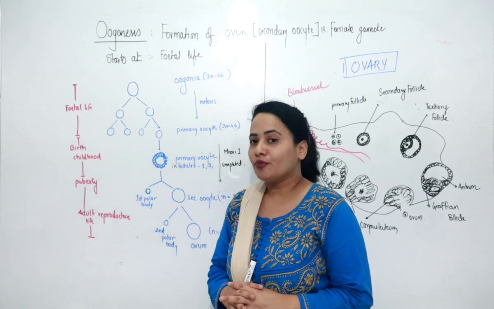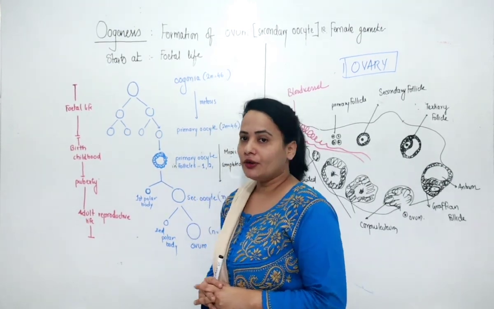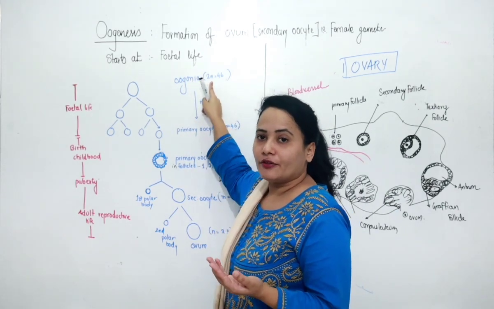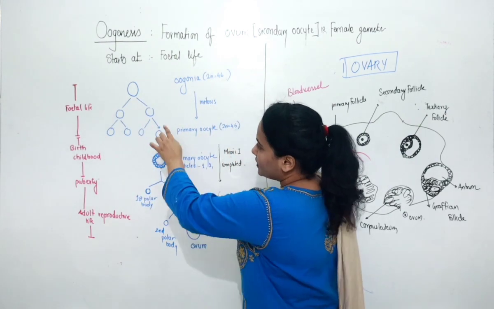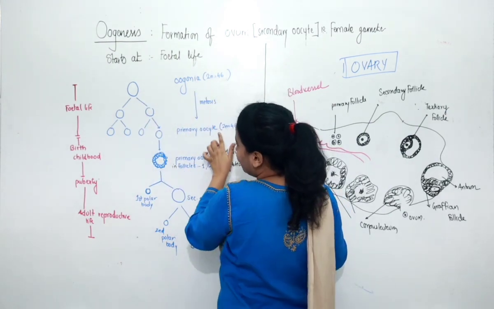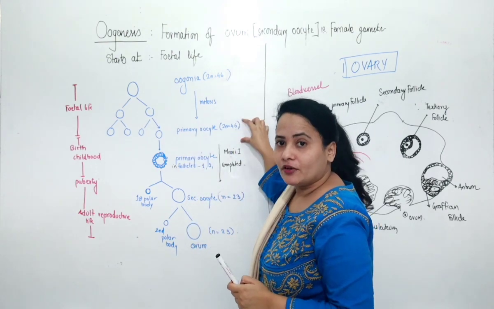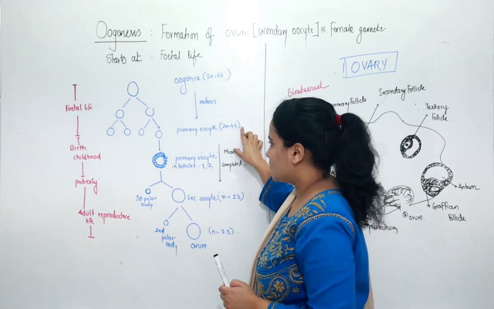Now let us see the same process with the help of a chart. I have explained you already. Now we know that the oogonia that divides from the germinal epithelium starts at the fetal stage. So what happens at the fetal stage? The oogonia divide by mitosis and form primary oocytes. Both ploidy levels are diploid, right? So it will be having 46 and 46 chromosomes.